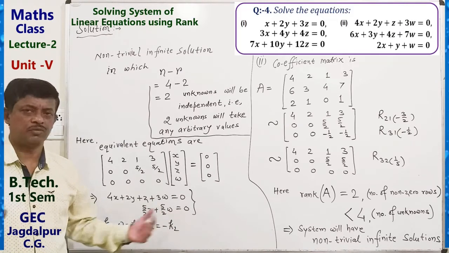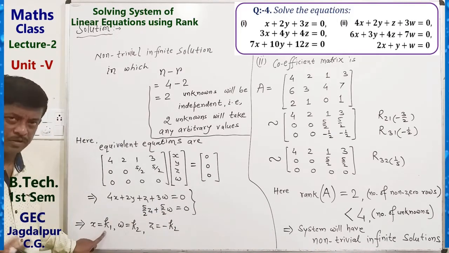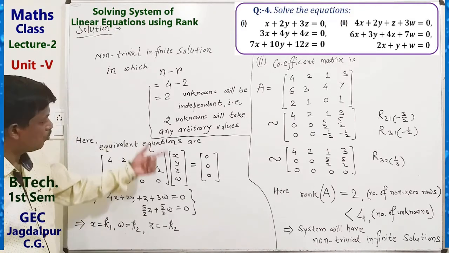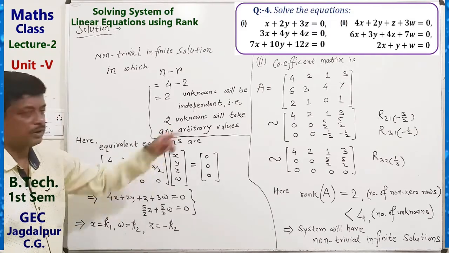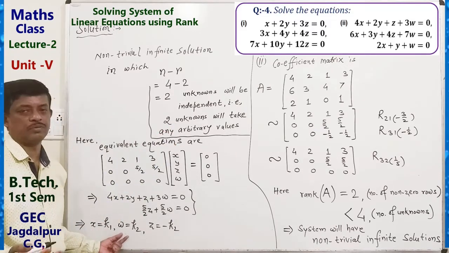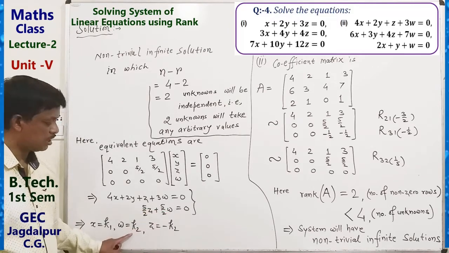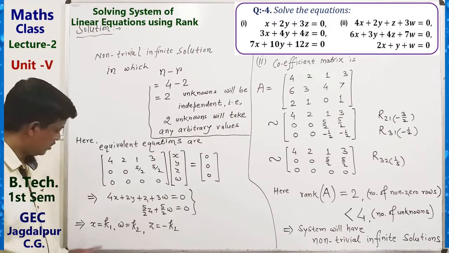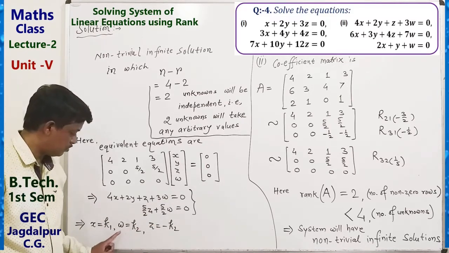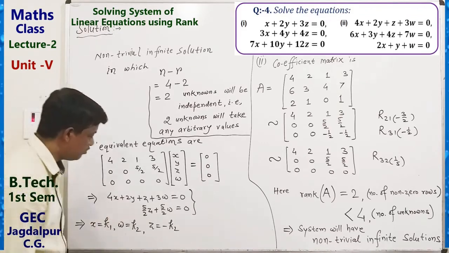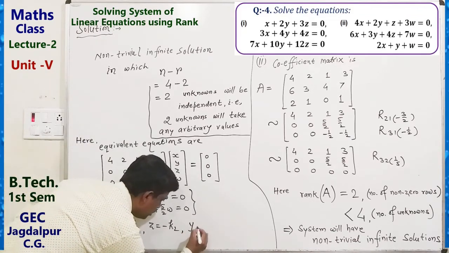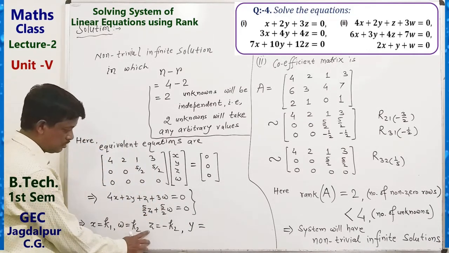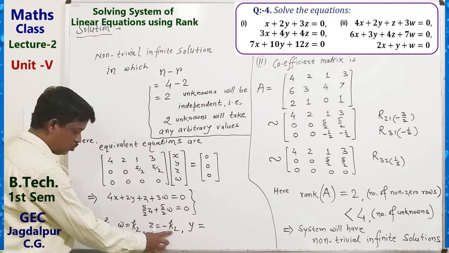x1 suppose k1, arbitrary numbers, w suppose k2, because out of these 4 unknowns 2 are arbitrary. So suppose x1 and w are arbitrary. Now if w is arbitrary, that is suppose k2, then from here z equals to minus w, so z equals to minus k2. So x1 is this, x2 is this, w is this, z is this. Now y can be found.